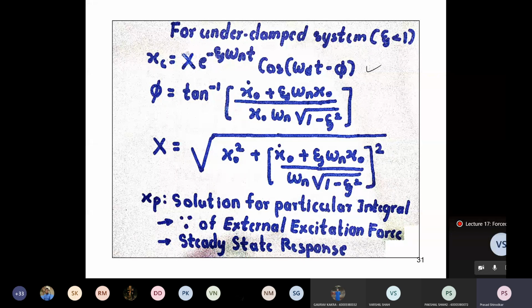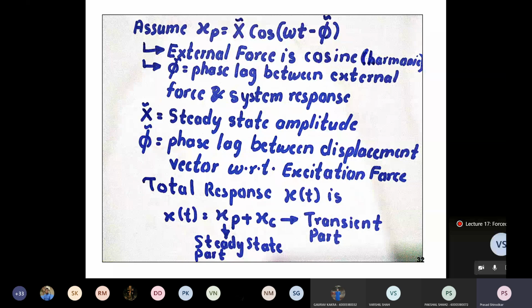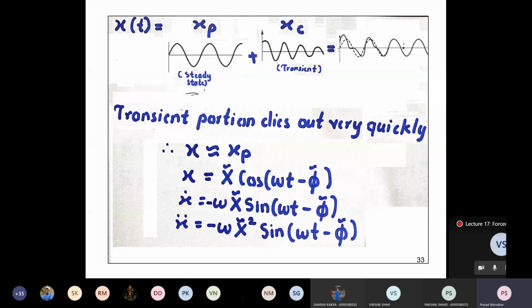As you can see, it has an exponential component. So this is a transient component, which will die out with time, and the particular component is the steady state component. The total response is the sum of the particular integral plus the complementary function. The steady state response is the one which has constant amplitude, so the amplitude for the steady state is constant.